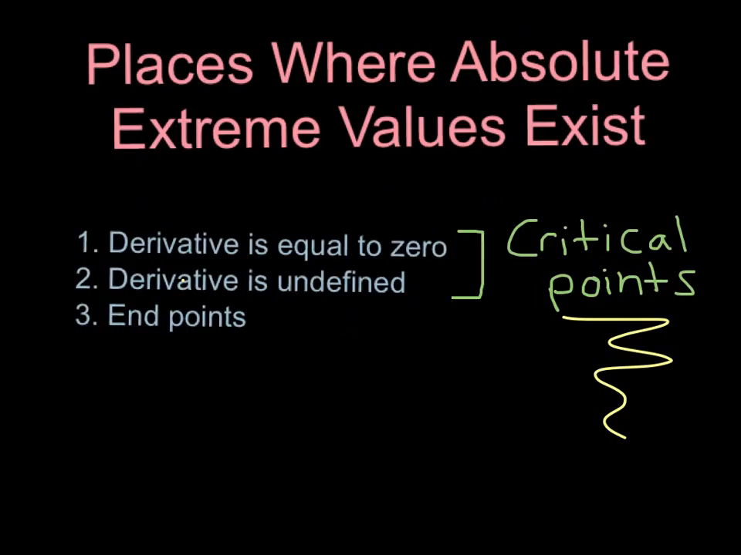So let's discuss places where absolute extreme values exist. 1, we have when the derivative is equal to 0. 2, the derivative is undefined. And 3, the endpoints. Where the derivative is equal to 0 and where the derivative is undefined, which you will see in our example, are the critical points.